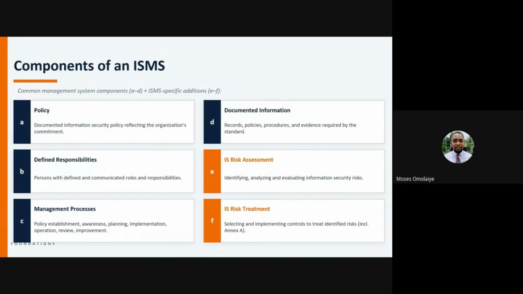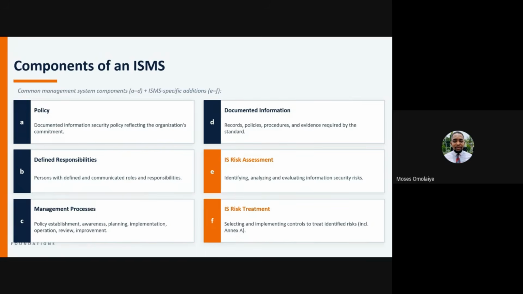So what are the components of an ISMS? An ISMS, first of all, policies must be in place. And what are policies? A policy is just a documented information security. So you must have a documented information security policy that reflects the organization's commitment. Without this, there's no ISMS. You must have an information security policy, or an IS policy as it is called.